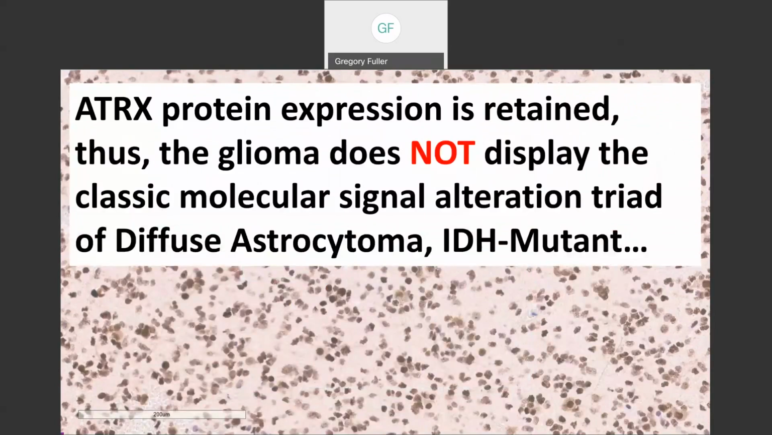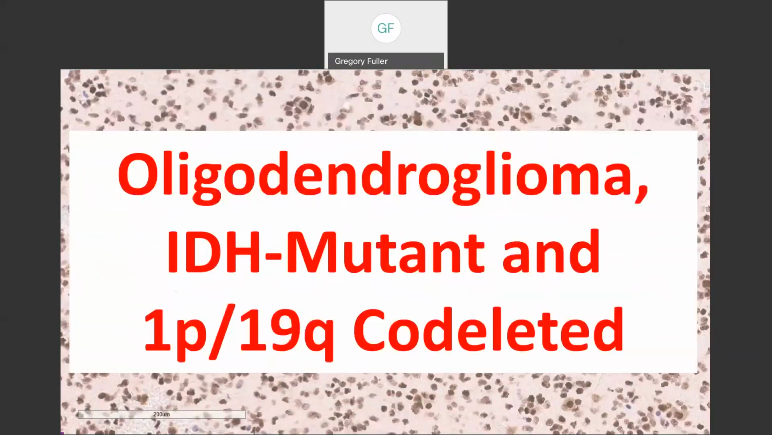ATRX protein is retained. Thus, the glioma does not display the classic molecular signal alteration triad of diffuse astrocytoma IDH mutant, which is IDH mutation, TP53 mutation, and ATRX mutation. Therefore, as I know several people, it's popping up on the screen, good job. This must be an oligodendroglioma IDH mutant and 1p19q co-deleted. I say it must be, that must be or should be number one at the top of your list based on all the data we have.